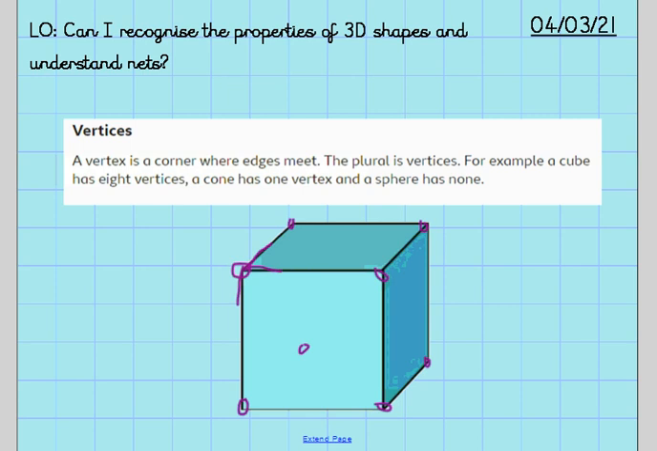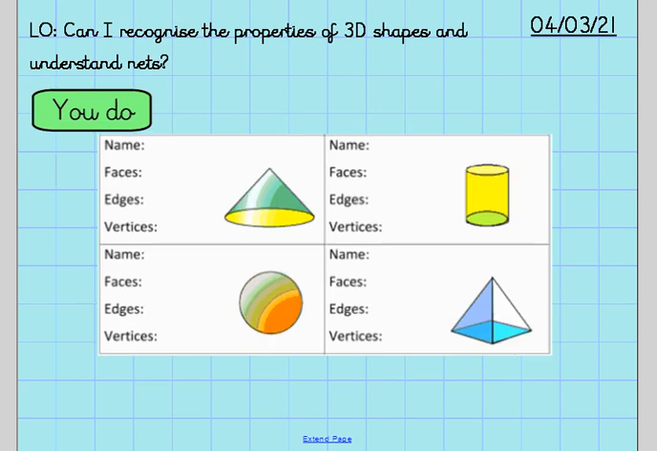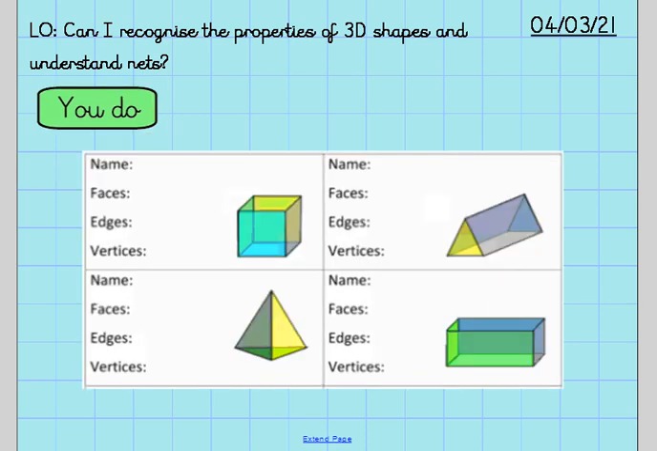Now, the first thing I want you to look at today is these 3D shapes. There are 8 3D shapes on the worksheet, which you can either do or pause the video, draw them out, and write these things out. I want to know the name of the shape. This one here is a cube, so we can do this one together.